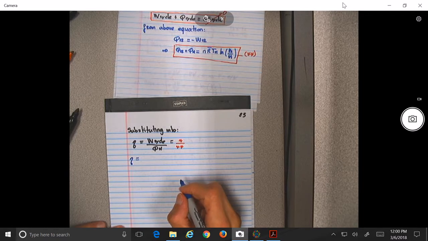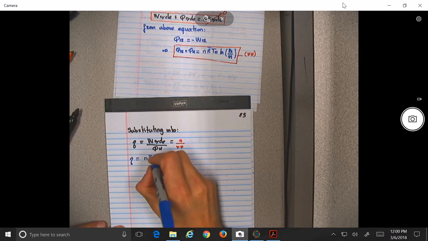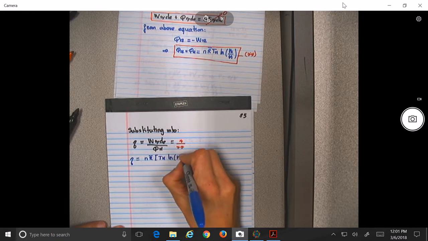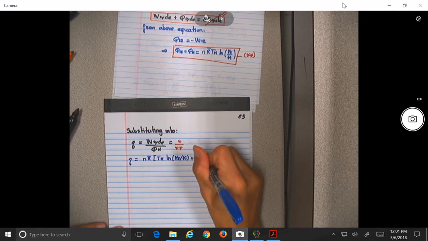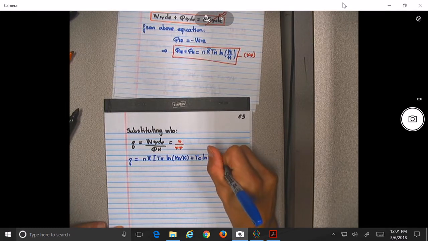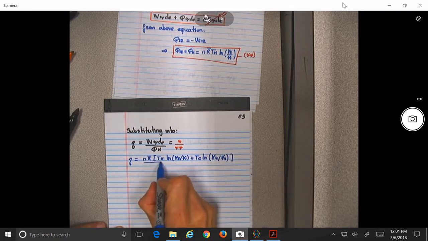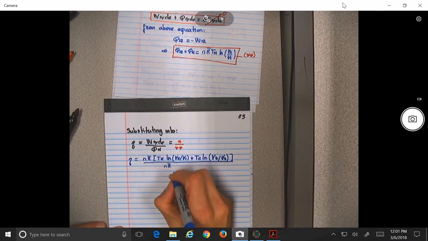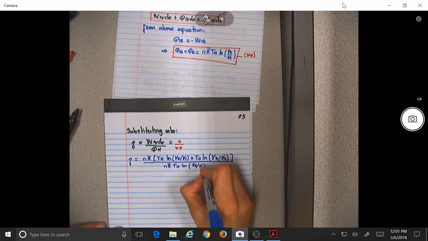So let's see, star is equal to nR bar T hot log V2 over V1 plus TC log, what is it, V4 over V3? Divided by nR T hot log V2 over V1.